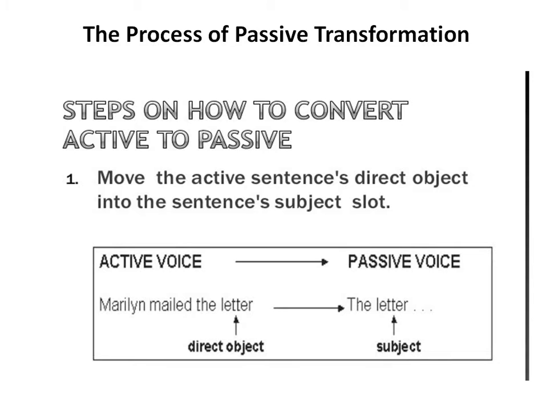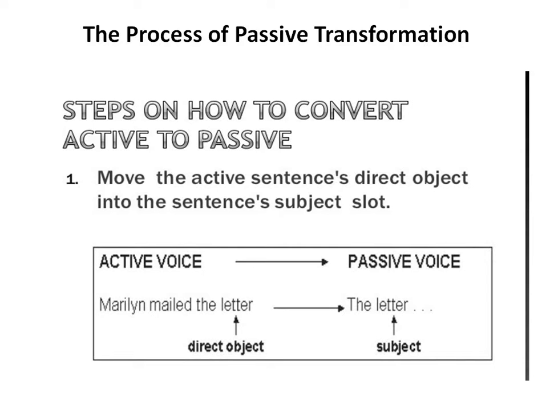So the direct object comes at the place of the subject, and the subject goes to the place of the object. So Marilyn mailed the letter, or we can say Ali mailed the letter. Now the letter is the direct object, and we are going to place the direct object in the place of the subject.